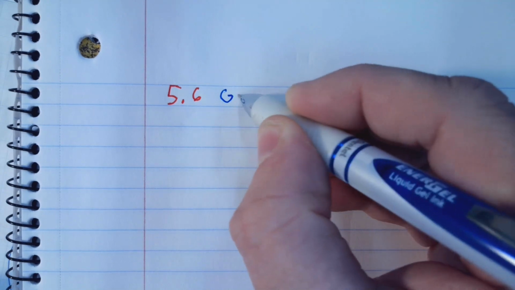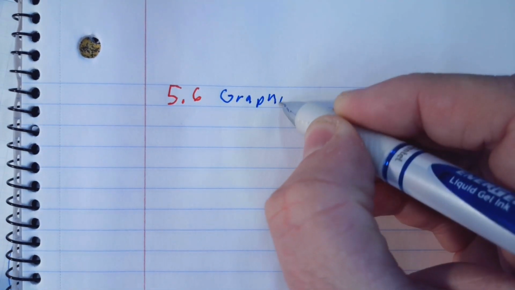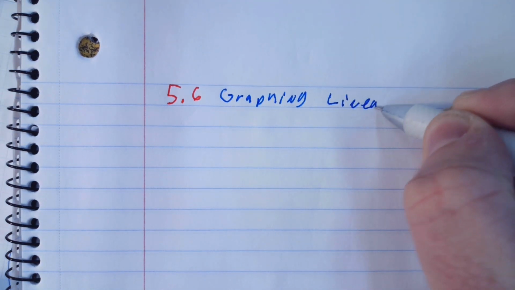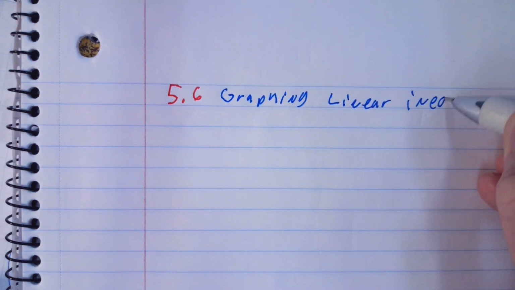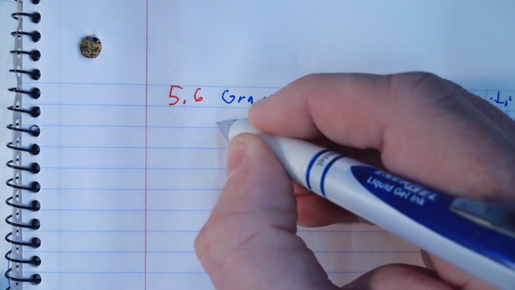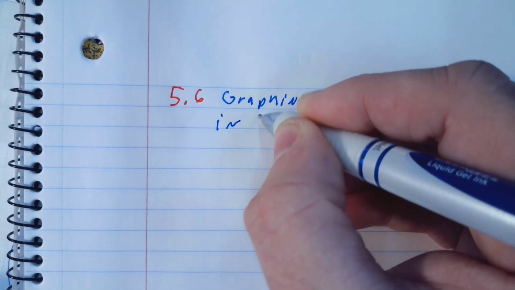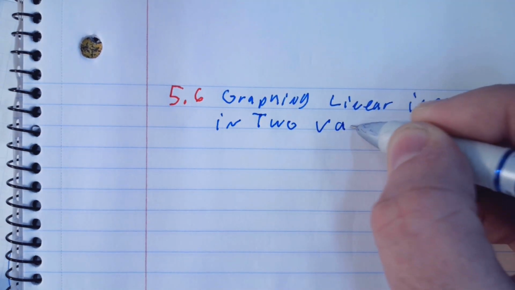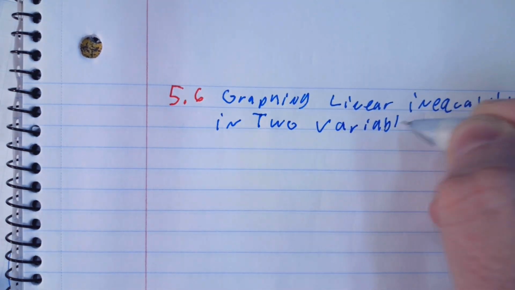What we are doing is graphing. Obviously graphing linear inequalities in two variables. Okay, so we already know all the tools we need for this. We just got to put it together.